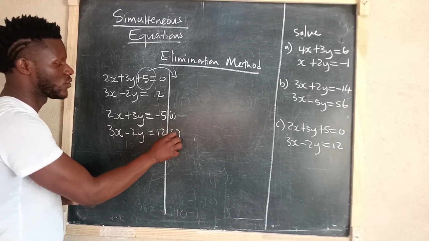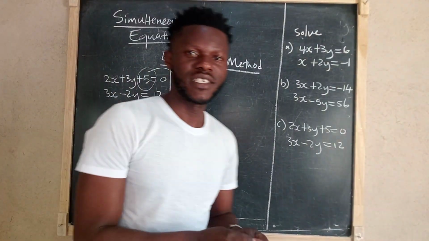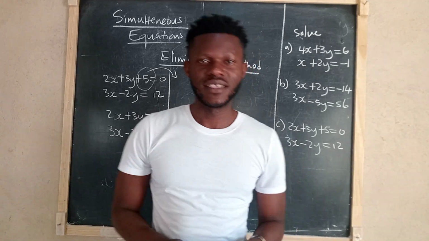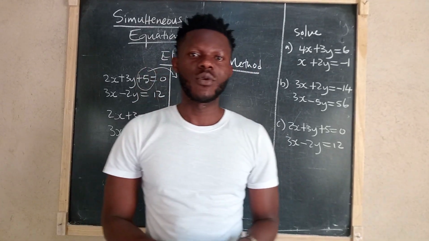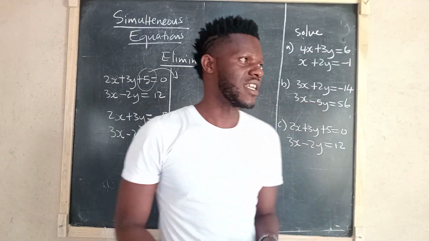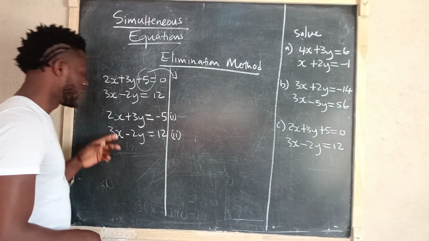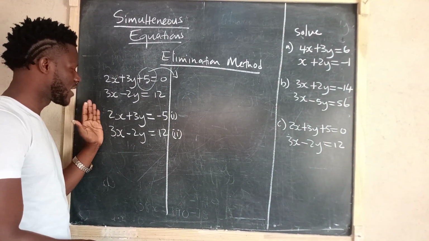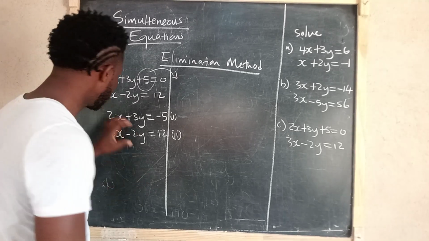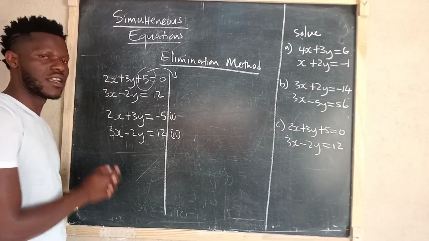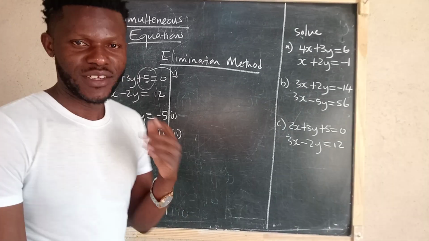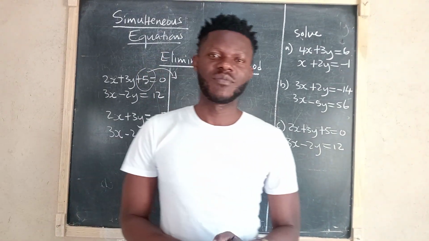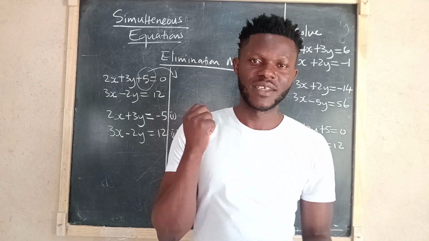This is equation 2. When we are using the elimination method, bear this in mind: we cannot handle two letters at the same time. So we need to get rid of one of the letters. That's elimination. Usually we eliminate the letter on the left hand side, the first letter. For instance, let's get rid of x. We want to eliminate x. But in order for us to eliminate x, the coefficients of x must be equal. That's the first thing that we must do.